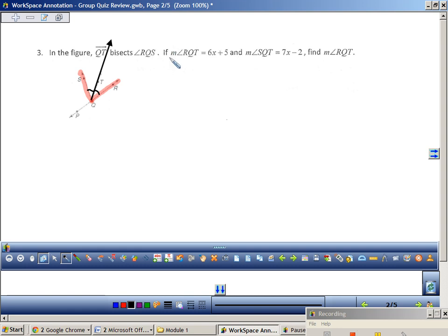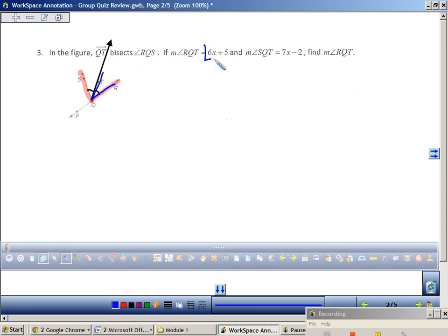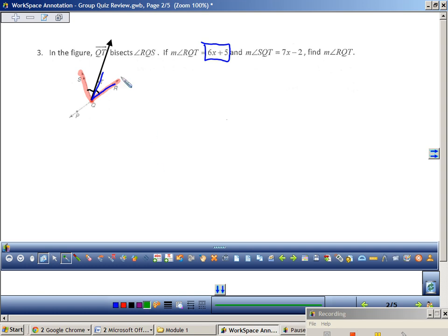Let's continue. It's the measure of angle RQT. Okay, hold on, pause, let's find RQT. It is right here. RQT equals 6x plus 5. Let's just put blue around that one. So that blue angle equals that blue angle, correct? That's what they said, right? And the measure of SQT. Here's SQT. SQT equals this.